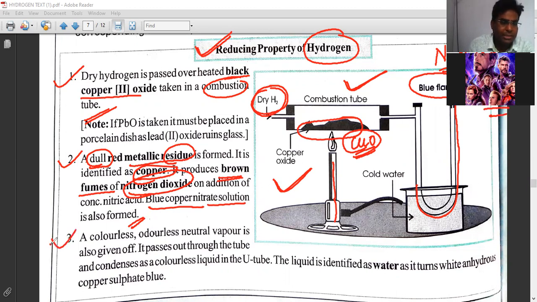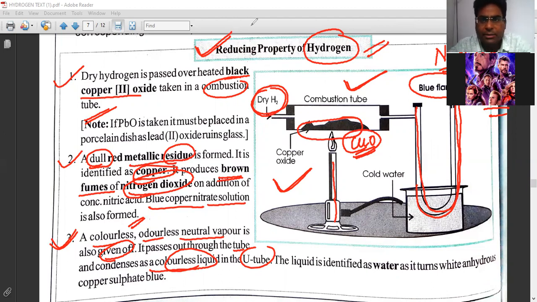And the nature of this is a colorless, odorless, and neutral vapor that is given off. It passes out through the tube and condenses in the U-tube. U-tube means the tube in the form of a U shape, so that's why it is called a U-tube. So this is the setup for checking the hydrogen gas flame. So write this one.